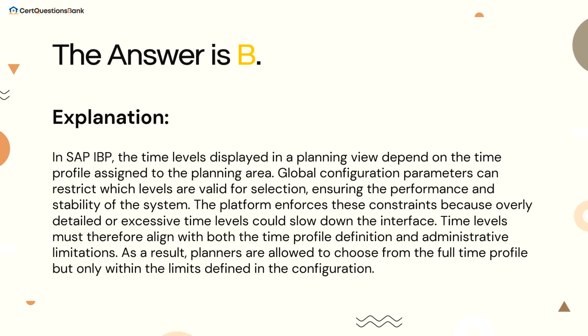The answer is B. In SAP IBP, the time levels displayed in a planning view depend on the time profile assigned to the planning area. Global configuration parameters can restrict which levels are valid for selection, ensuring the performance and stability of the system. The platform enforces these constraints because overly detailed or excessive time levels could slow down the interface.